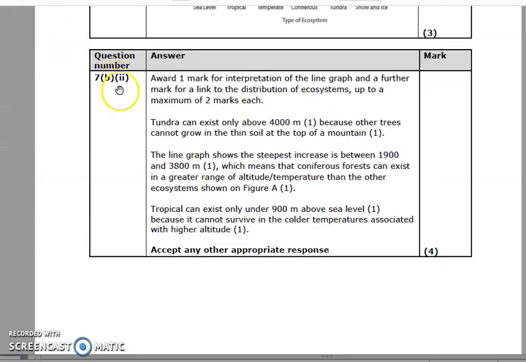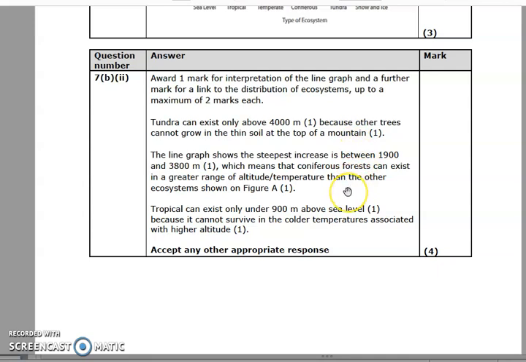So when we look at the mark scheme, we can see it's pretty much as I said. You get 1 mark for interpretation of the line graph and then a further mark for the distribution of the ecosystems, up to a maximum of 2. So for example, tundra, which is the frozen areas, can only exist above 4,000 meters. This is reference to figure A, because other trees, so because there is your explain connective, because other trees cannot grow in the thin soil at the top of a mountain.